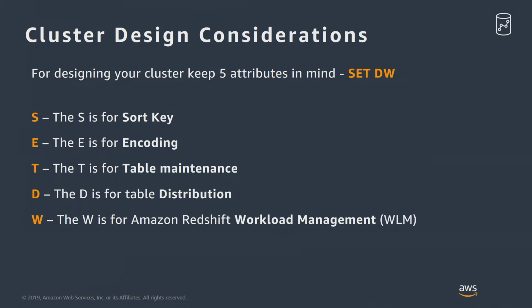So here, I'm going to talk about the cluster design considerations. Whenever you are designing a Redshift cluster, you always have to think about the 5 attributes. You can remember those attributes with the acronym SET-DW. S for sorting, E for encoding, T for table maintenance, D is data distribution, and W is workload management, which is also known as WLM. These are the 5 real attributes you always have to think about whenever you are designing. And if you are able to take care of these 5 things appropriately and in an optimized way, you are good to go with Amazon Redshift.